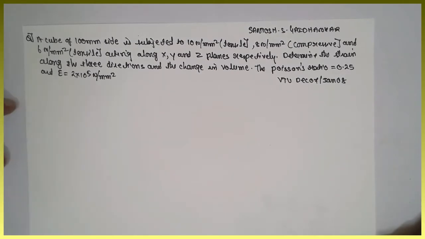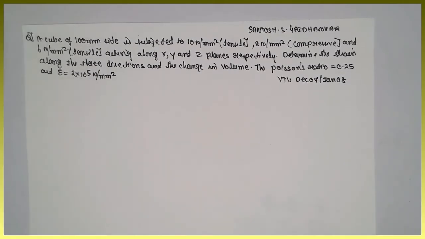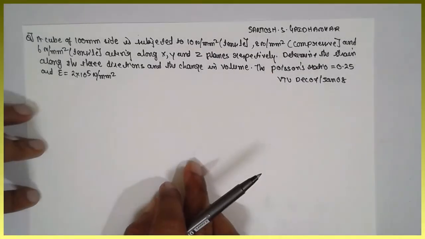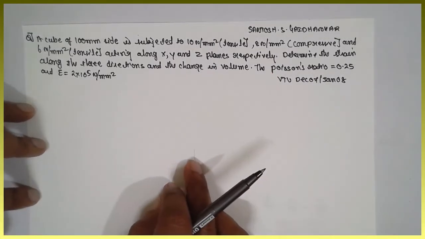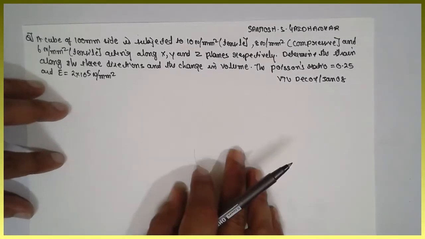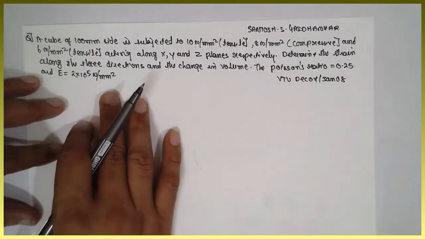I am Satish Gadankar. Today I am teaching you mechanics of material, in that one volumetric strain. In volumetric strain, mutually perpendicular forces act over a rectangular section or cubic section. Now I am dealing with the cubic section.